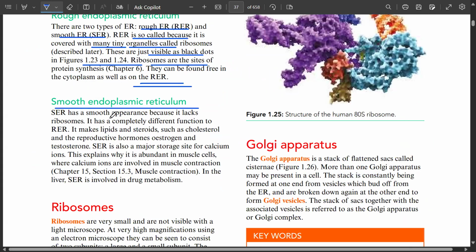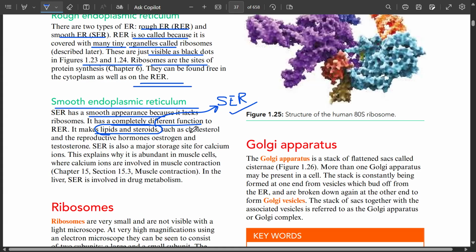Smooth endoplasmic reticulum has a smooth appearance. Why? It has no ribosomes. It has a completely different function. SER is responsible for making lipids and steroids. This is the function of SER. How these lipids and steroids are made is not in our syllabus. You should just know what the function of SER is.